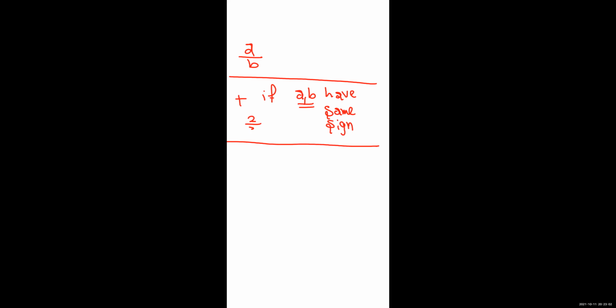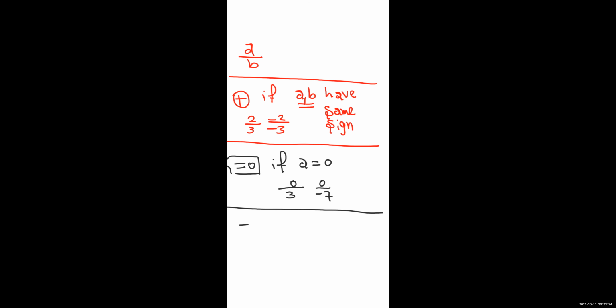Like 2 over 3 or negative 2 over negative 3. So in this case, the number is positive. Equal to 0 if A equal to 0. Like 0 over any number, 3 or negative 7, it will equal 0.